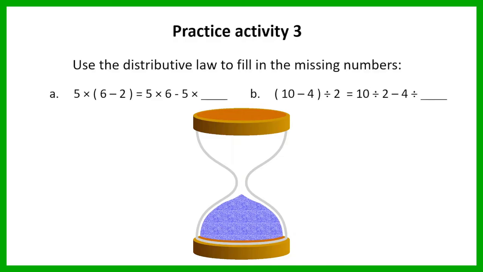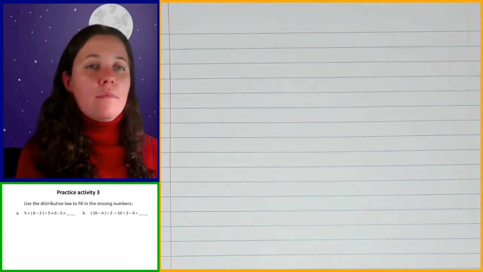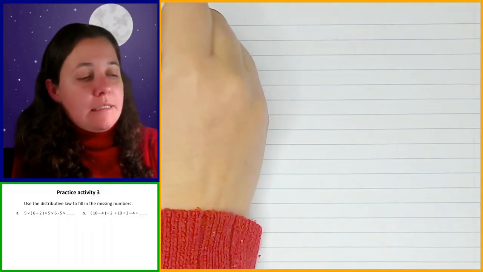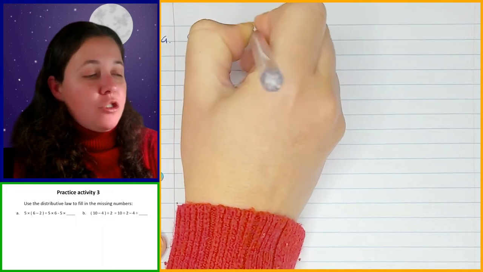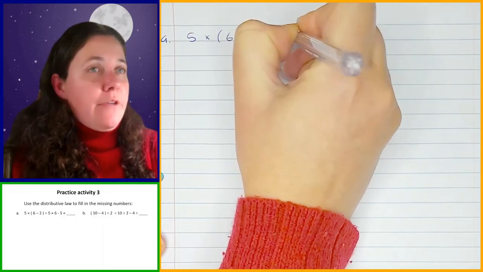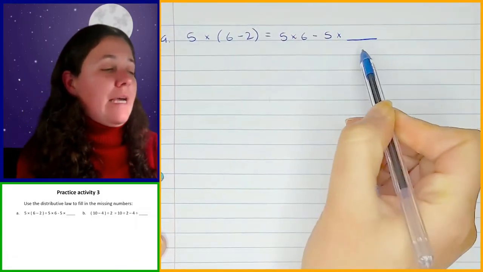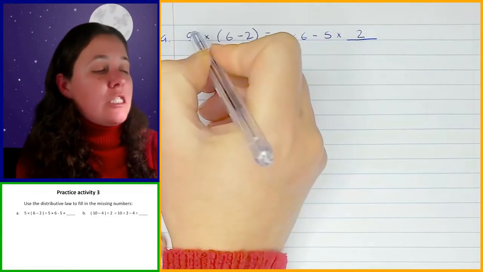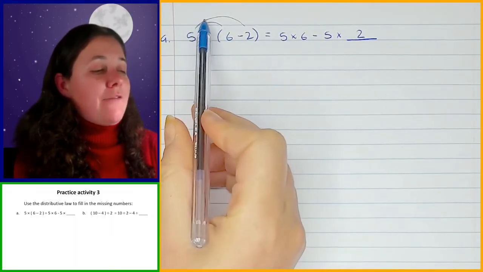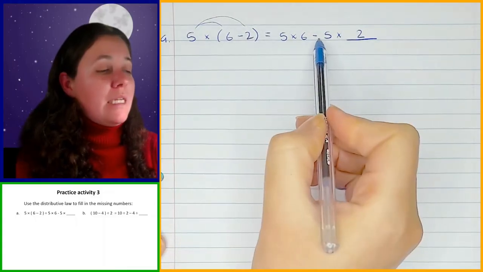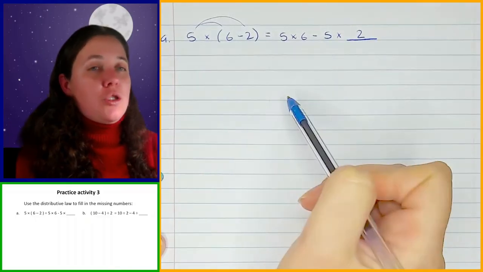Okay, you should be done with that by now, so let's go through those quickly. So for question A, we had 5 times, in brackets, 6 minus 2, equals 5 times 6 minus 5 times something. You should have had over here a 2, because if I distribute this into the brackets, I say 5 times 6, and I say 5 times negative 2, so it's minus 5 times 2, because there's a minus there, so we have a minus over here, and that is a 2 over there.